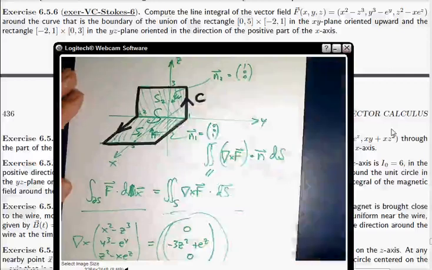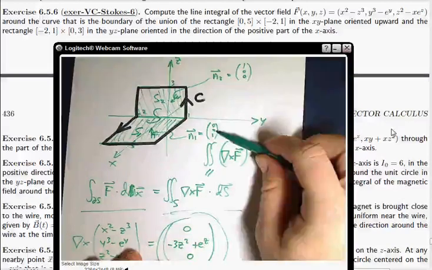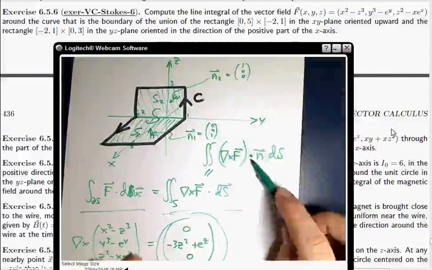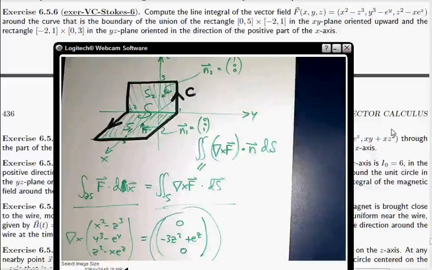So what if the middle component wasn't 0 in both? Well, yeah, then this dot product would not end up being 0. It'd have a bunch of this stuff in it, and then you'd have a scalar surface integral to deal with.